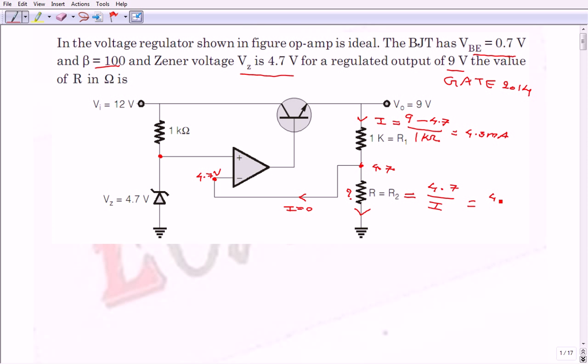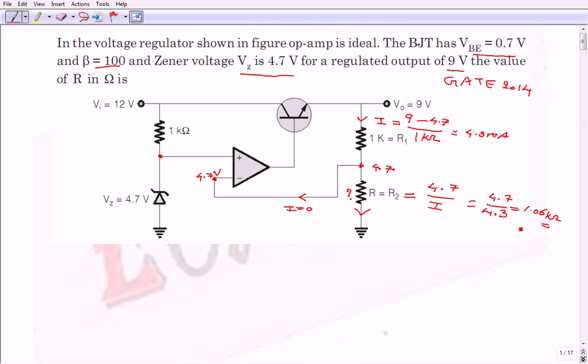Now the R value is 4.7 divided by 4.3. So here the answer is around 1.06 kilo ohms. The R value is very simple.